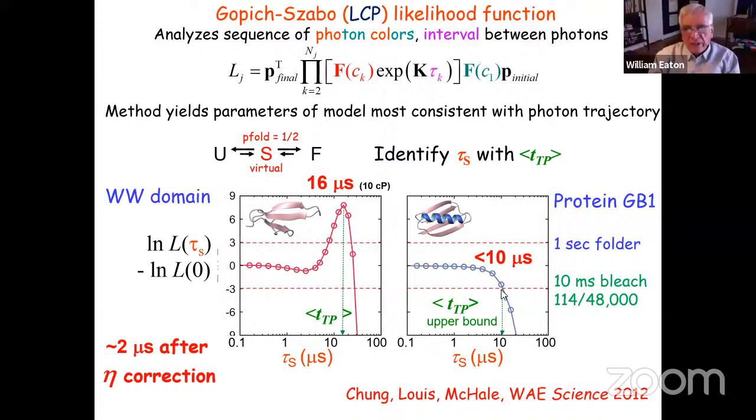Did I make my last point, that for GB1, the 1-second folder, what we can say is that the transition path time has to be less than 10 microseconds.